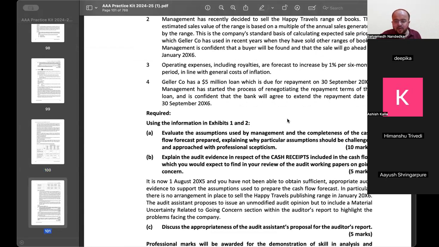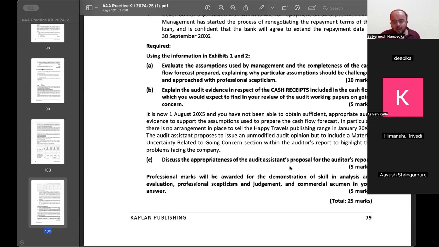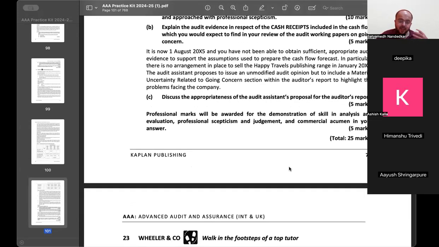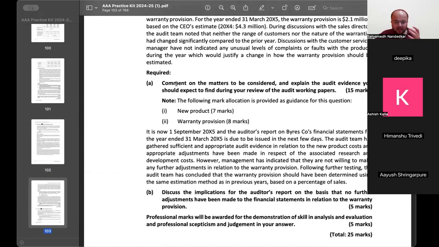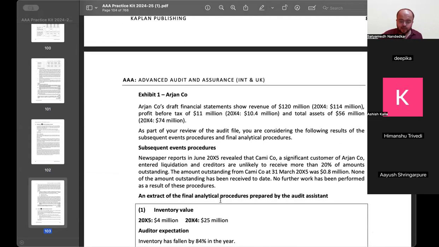Look here, assumptions used by the management and completeness of cash flow forecast, explaining why a particular assumption should be challenged and approached with professional skepticism. Every question is different, but there is an underlying sense of commonality there. Look, discuss the appropriateness of the audit assistant's proposal for the audit report. Again, there is a question on reporting. Look at this one, again comment on matters to be considered, again you are being asked about matters to be considered and explain the audit evidence you should expect to find during your review of the audit working papers. So this type of question, matters to be considered and evidence that you expect to find, is repeating a lot. And then implications for the audit report, you can usually see that as being tested as the other question in the paper.